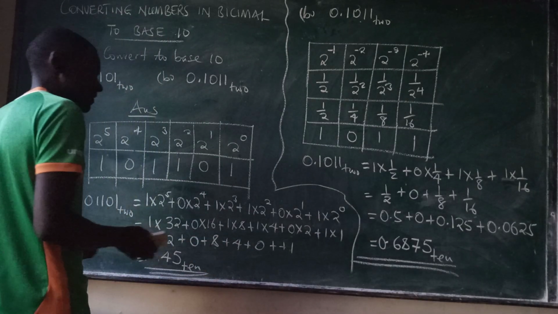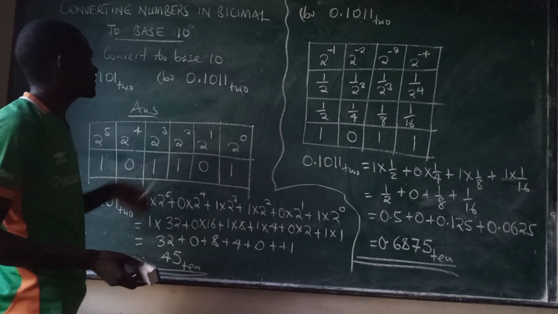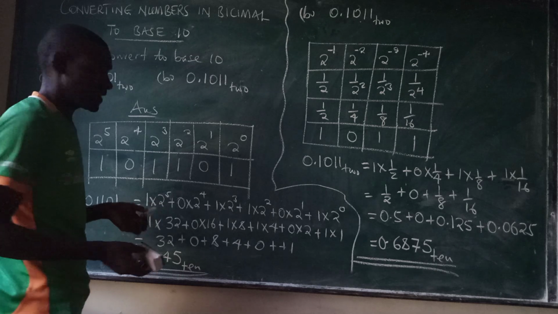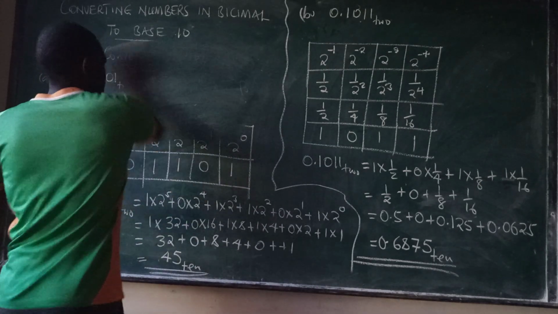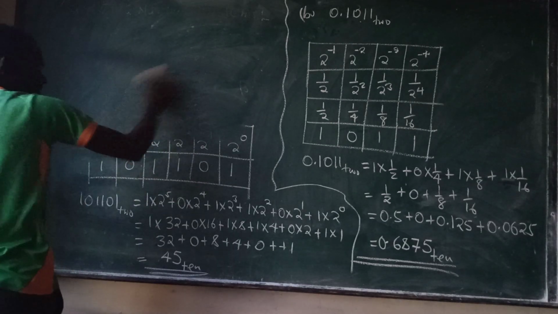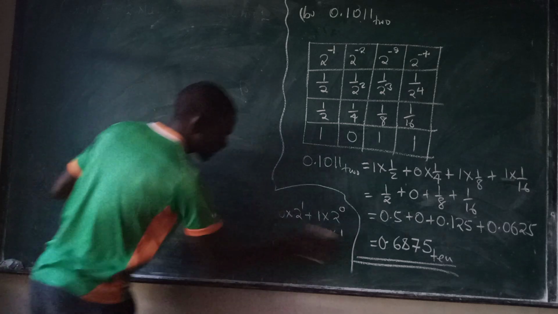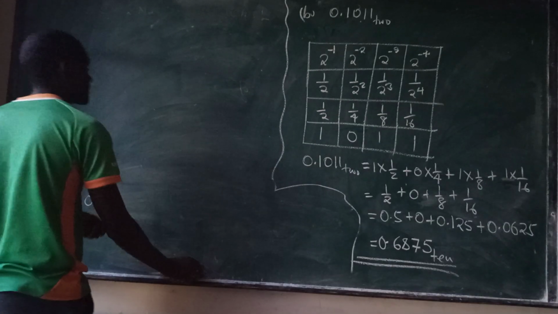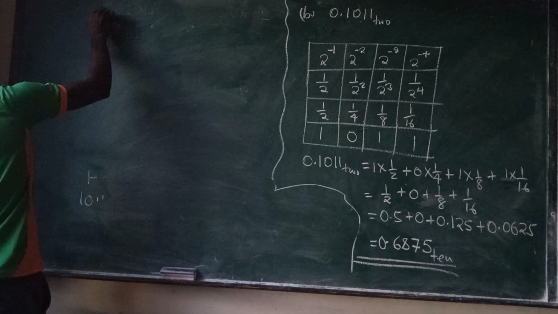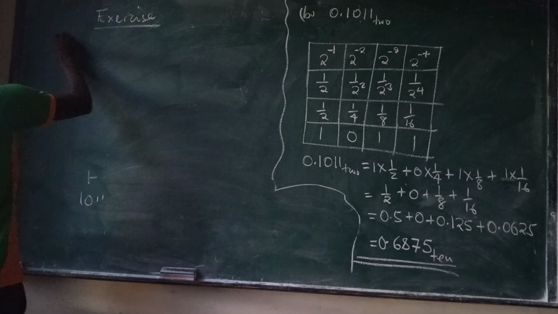So that being the case, this is how we can convert numbers that are in bicimal, taking them to base 10. Let me just give you some questions that you can try for practice. Just some questions for your practice. Exercise: convert to base 10.